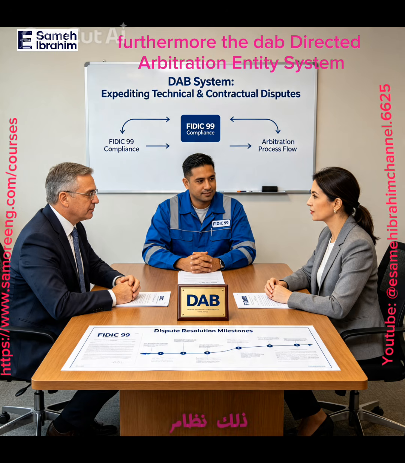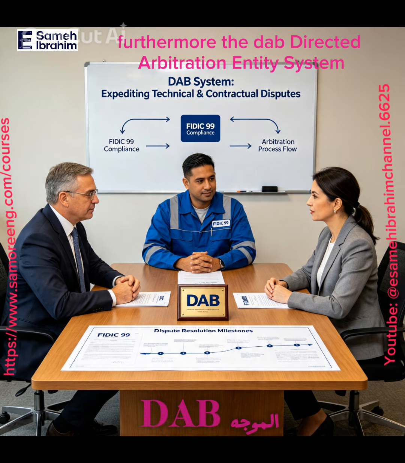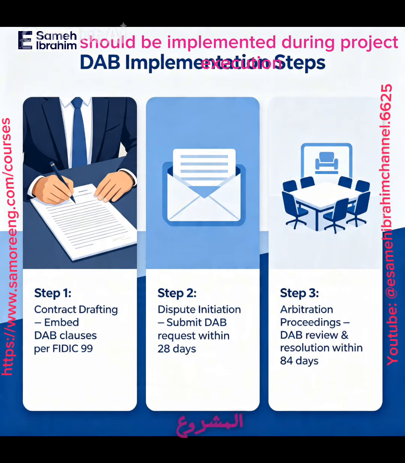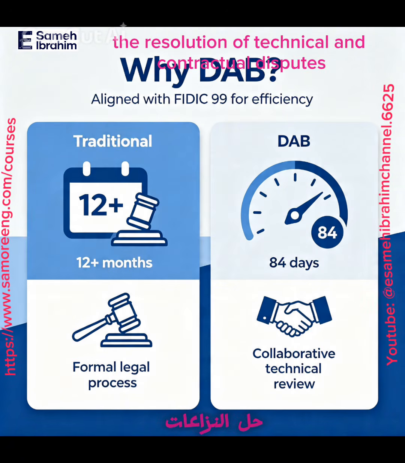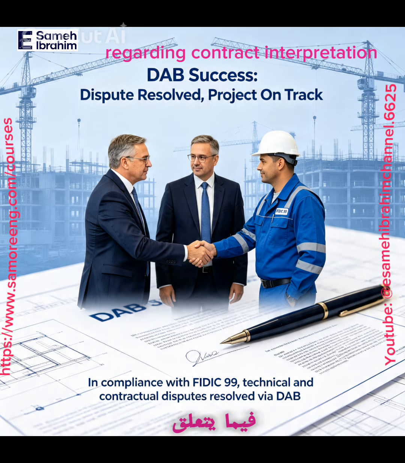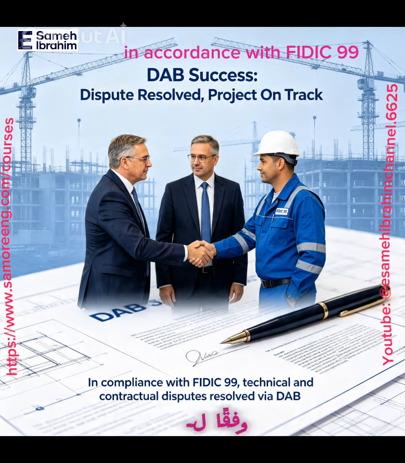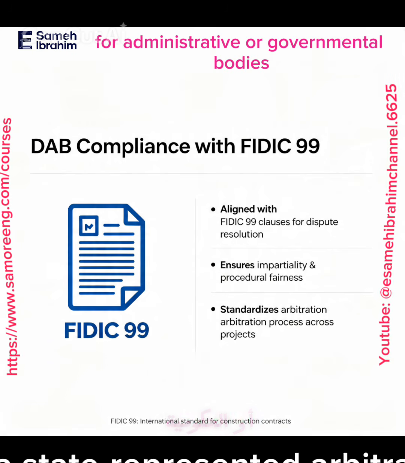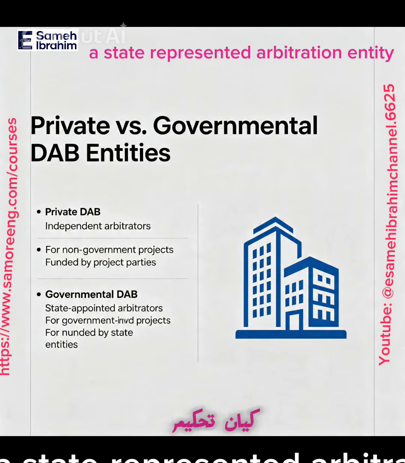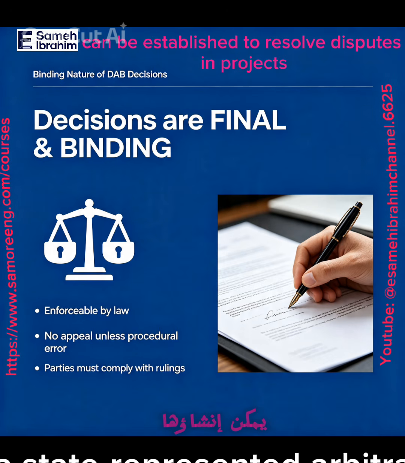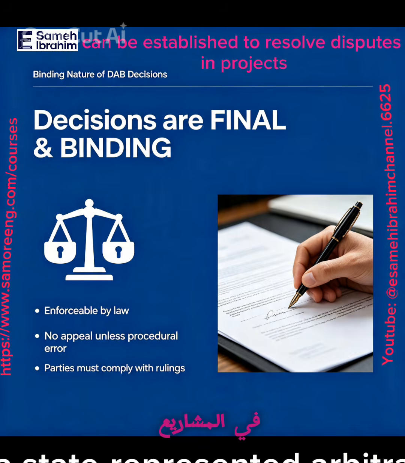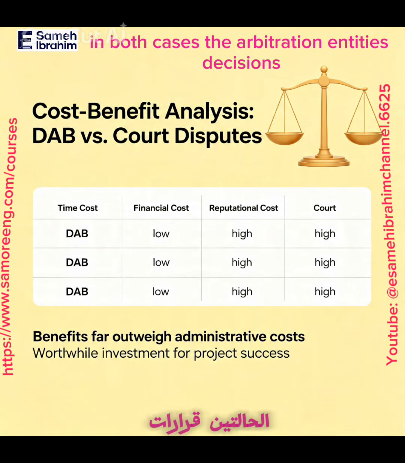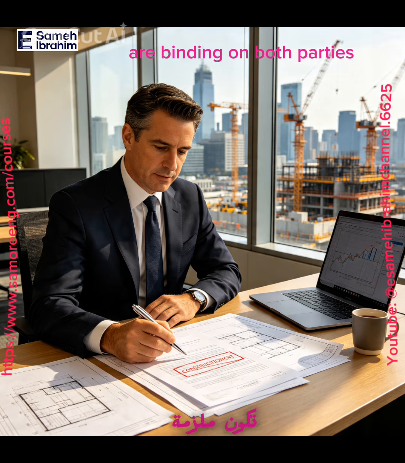Furthermore, the DAB, Directed Arbitration Entity System, a system of engineering arbitration, should be implemented during project execution to expedite the resolution of technical and contractual disputes regarding contract interpretation, in accordance with FIDIC 99. While this system may not be suitable for administrative or governmental bodies, a state-represented arbitration entity can be established to resolve disputes in projects where the government is a party. In both cases, the arbitration entity's decisions are binding on both parties.